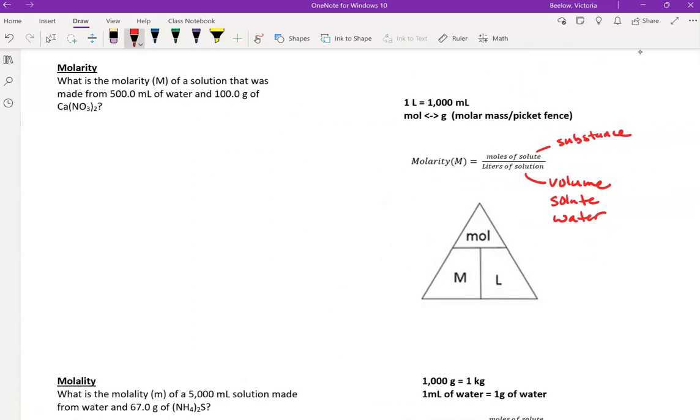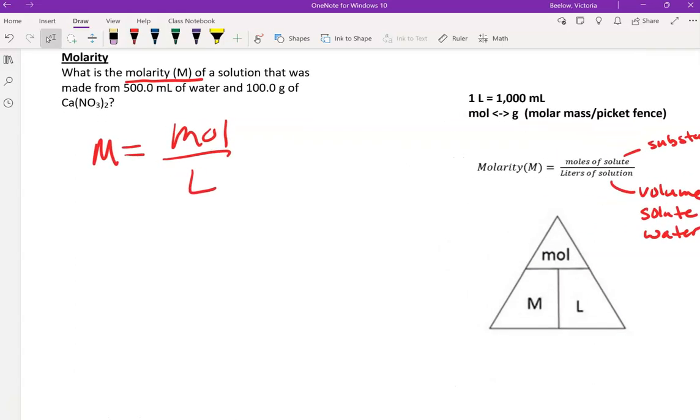So this question is asking, what is the molarity? So molarity is equal to, again, you can use the equation here, or you can use the triangle here. If you're solving for molarity, look at the relationship between the other two variables. It's moles over liters. So we're solving for molarity, which is moles divided by liters.